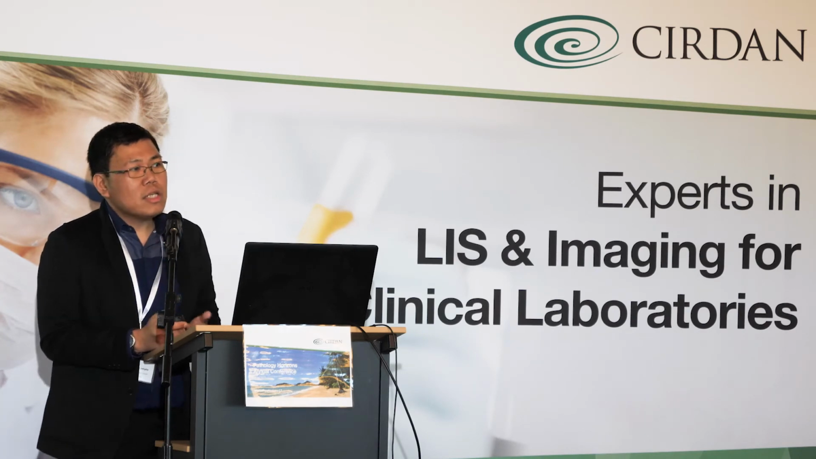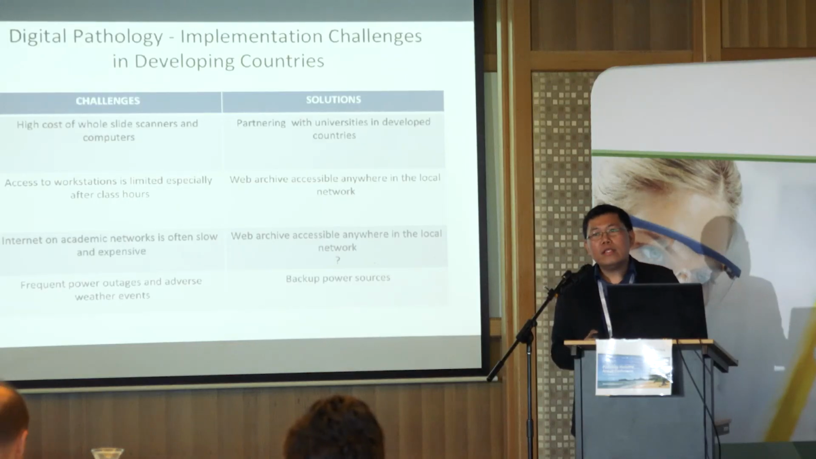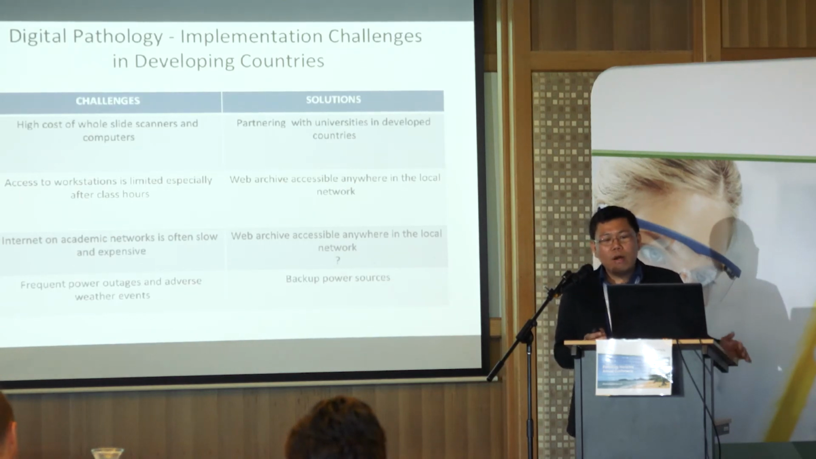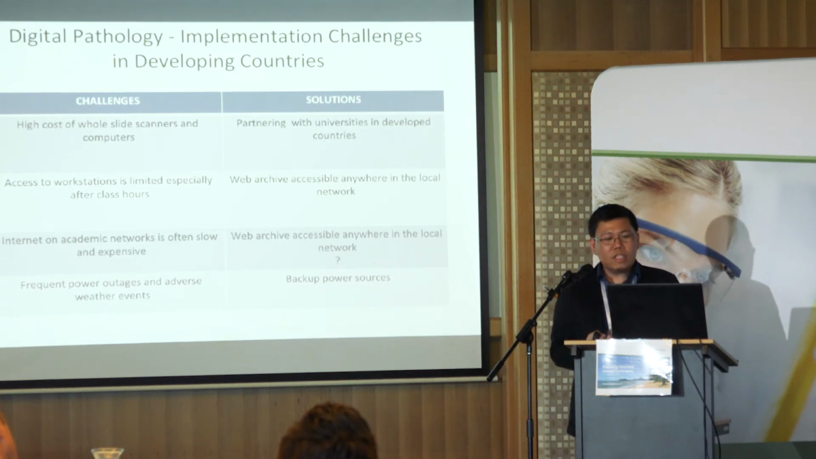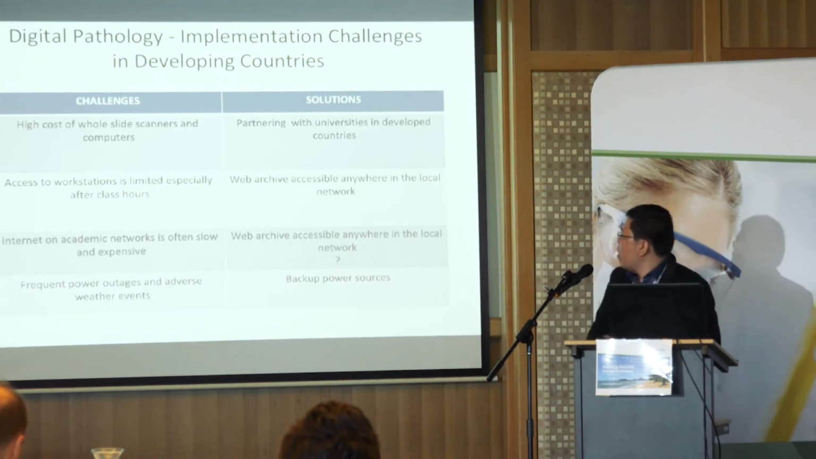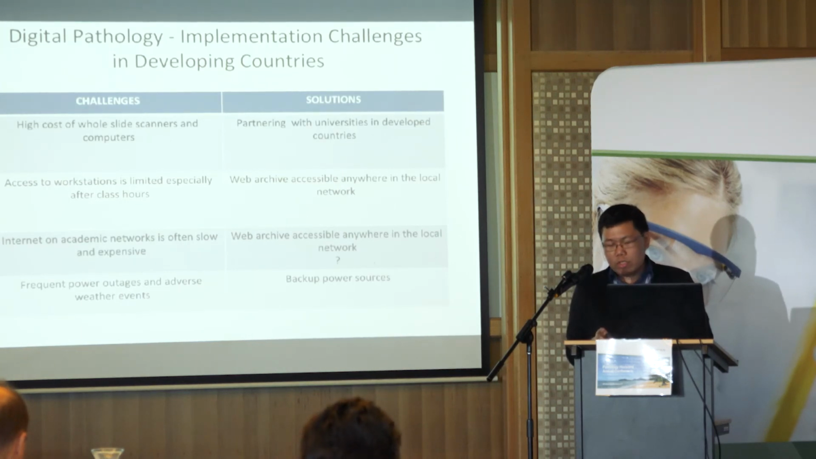But what about the challenges associated with implementing digital pathology? So they created these probable solutions. The cost of scanners and computers can be very expensive, so the authors think that the solution here is partnering with universities in developed countries. For limited access to workstations, probably the images can be web archived, which can become accessible in the local network. Internet and academic network can be slow and expensive, so the solution is also a web archive accessible in the local network. For frequent power outages and adverse weather events, probably backup power sources.